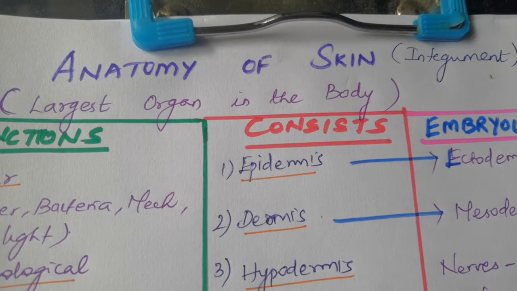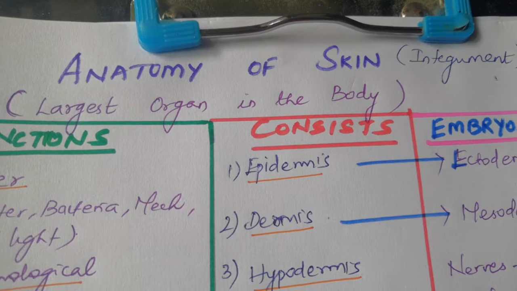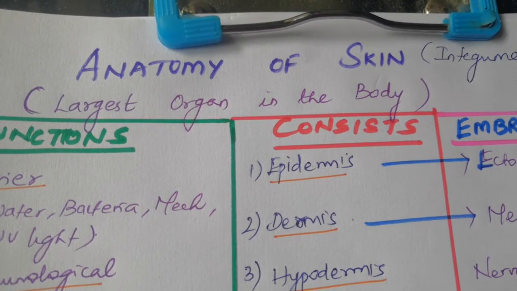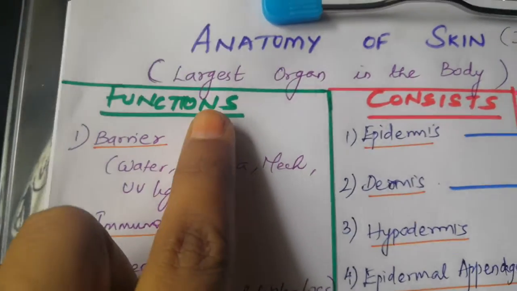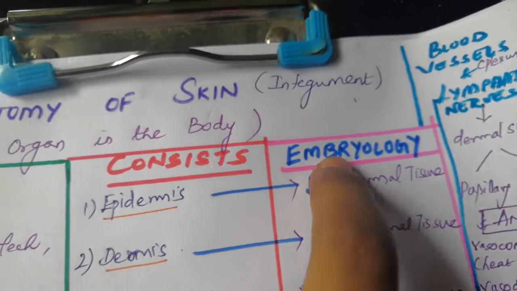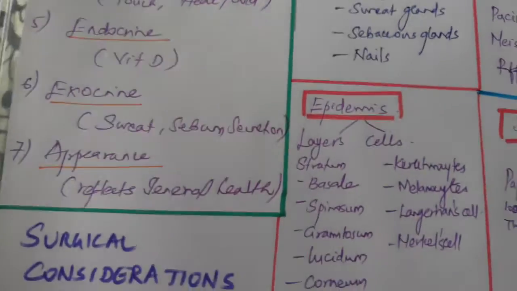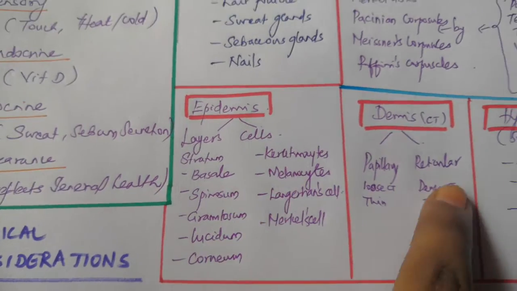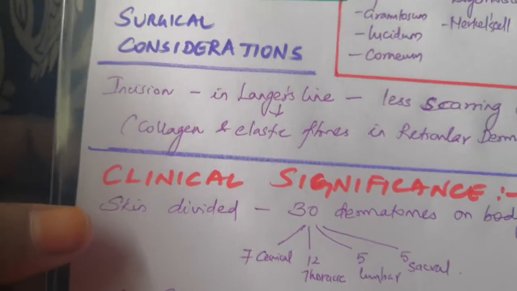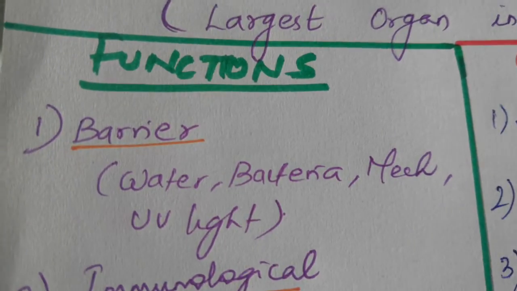Hello everyone, today's topic is anatomy of skin. Skin is also called as integument. As we all know, skin is the largest organ of the body. In this video we will be seeing functions of skin, what it is composed of, embryology, blood supply, lymphatics and nerve supply, and also we will be seeing in detail about epidermis, dermis, hypodermis, and later surgical consideration and clinical significance. Starting with the function.